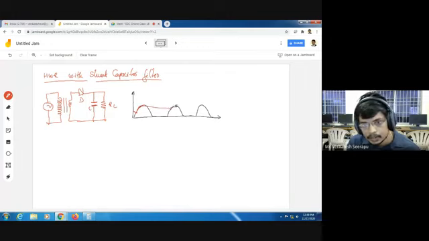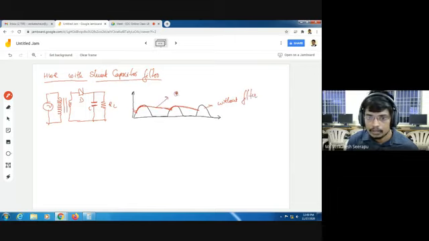When we are using a capacitor filter, it charges and discharges. So this is our output waveform of a half-wave rectifier with filter. This is our output waveform without filter, and this is the output waveform with filter. Without filter, the equation is: from 0 to pi it is sin omega t, and from pi to 2 pi it is 0.